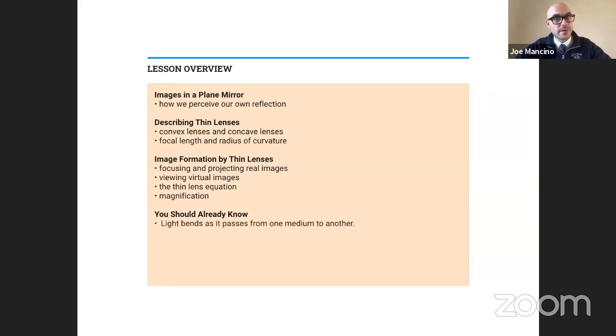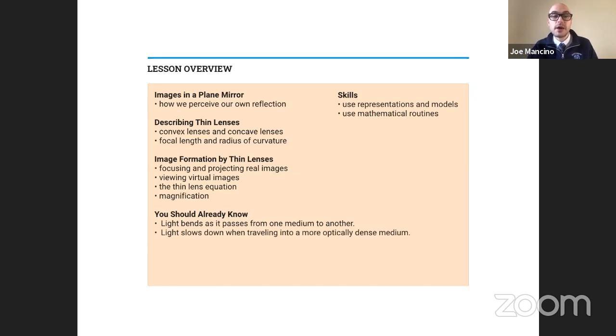I think that you remember that light bends as it passes from one medium into another. I think that you know that light slows down when it travels into a more optically dense medium, when light travels from a medium with low index of refraction into a medium with high index of refraction. It slows down.